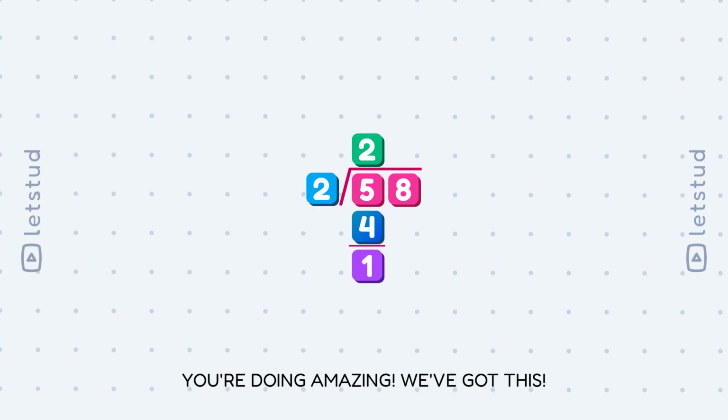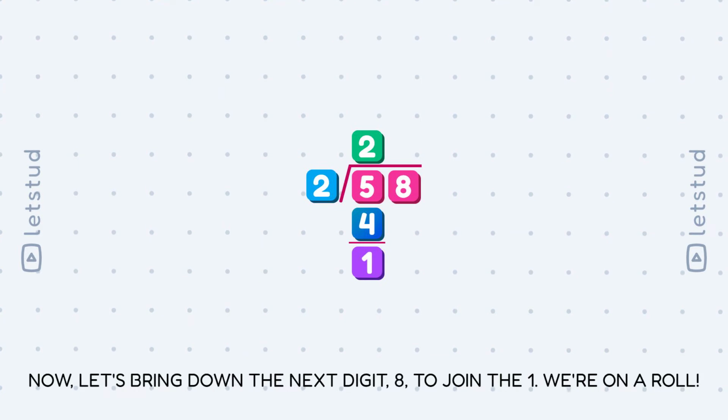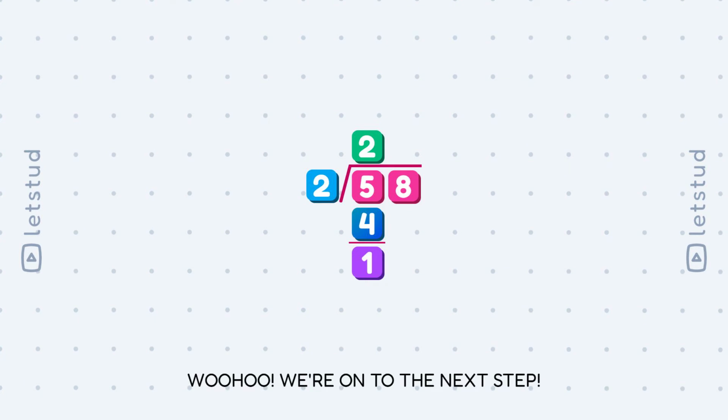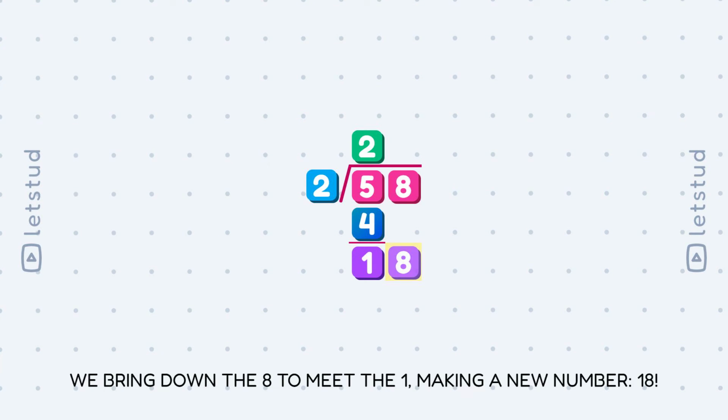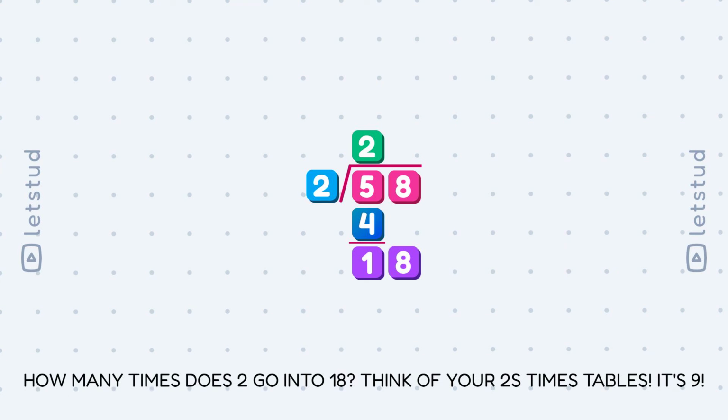You're doing amazing. We've got this. Now let's bring down the next digit to join the 1. We're on a roll. We bring down the 0 to meet the 1, making a new number: 18. How many times does 2 go into 18? Think of your 2 times tables. It's 9.